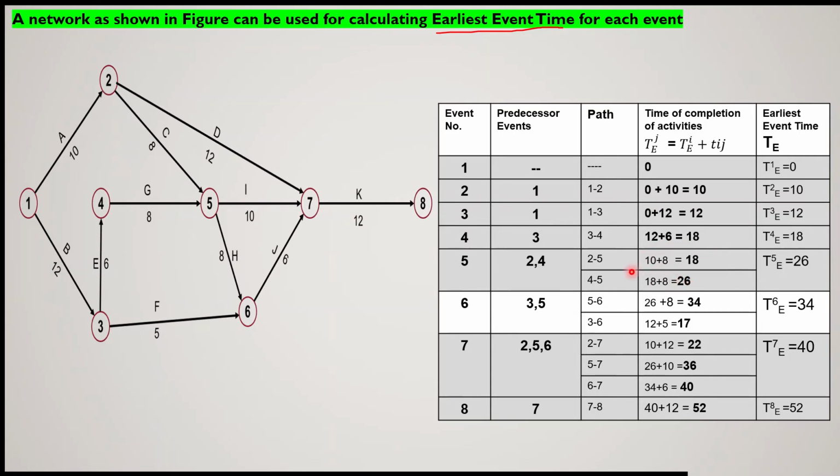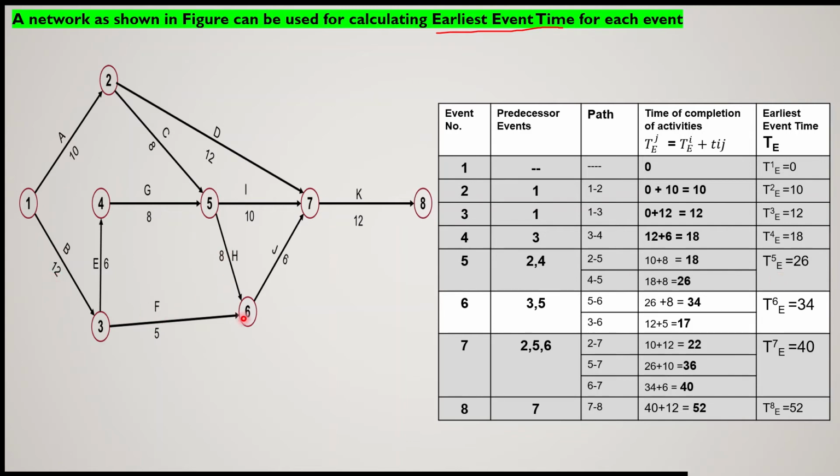Now what we have to take here, where there is more than one path and more than one earliest event time, is the maximum value out of these. So the maximum out of 18 and 26 is 26. So it is the earliest event time of event number 5.